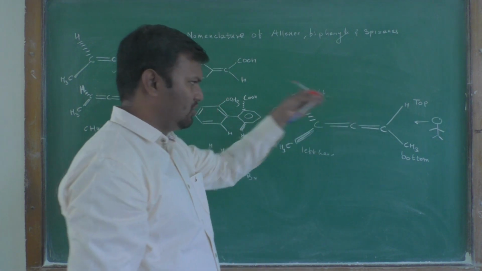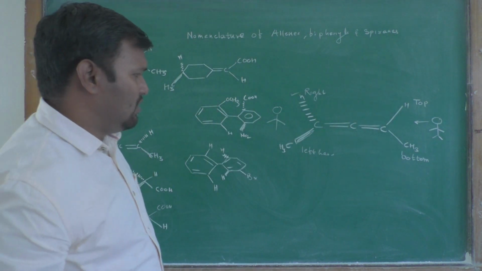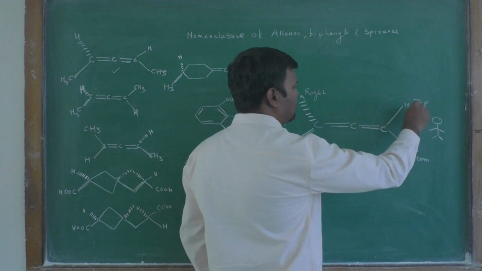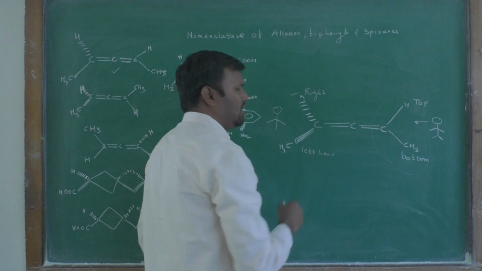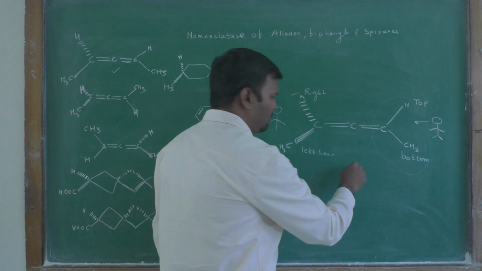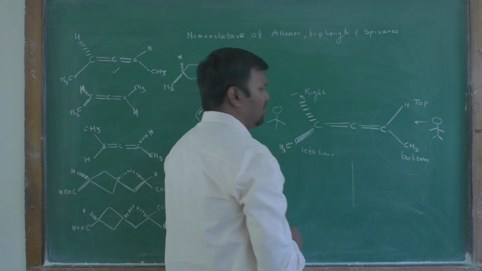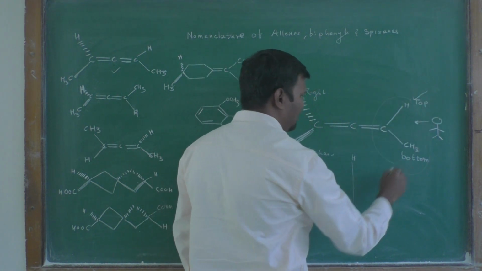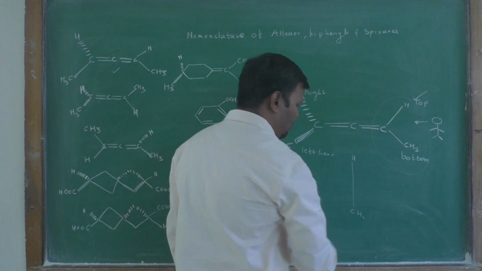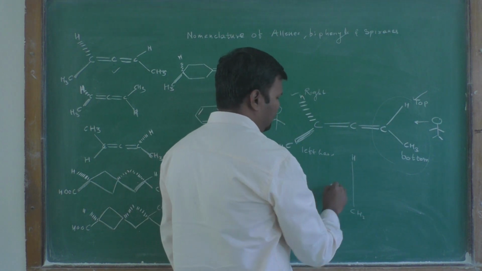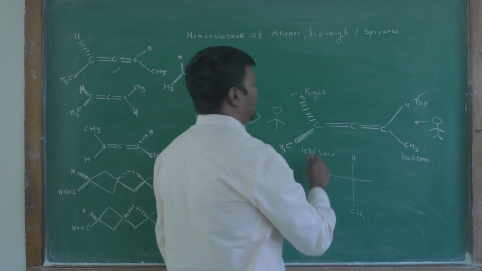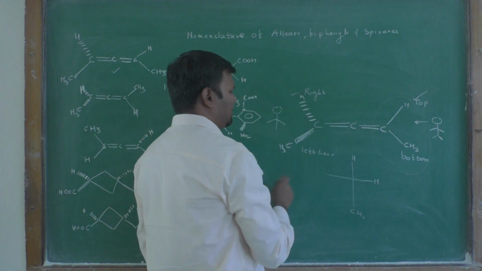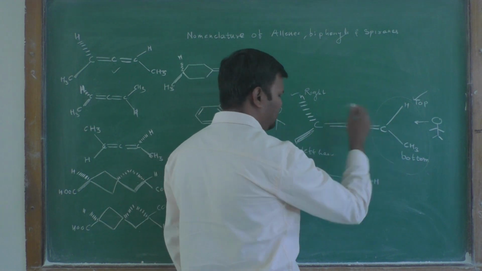When you look from this side, firstly you have to take this thing. You are observing from this side and you have to draw a vertical line. On this vertical line, hydrogen is at the top position and the bottom is the CH3. Behind it, on the right hand side there is a hydrogen and on the left hand side there is a CH3, when you look from this side.